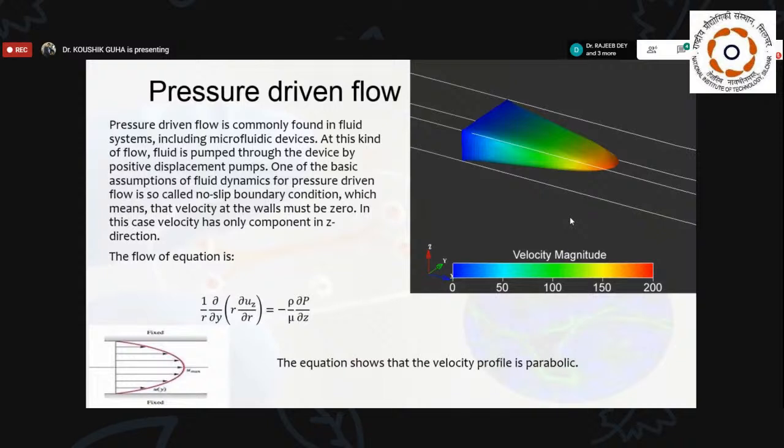In pressure-driven flow, there is another type of flow in microfluidics. Here we can see the profile of the fluid flow particles is parabolic in nature. It is commonly found in fluid systems in microfluidic devices. In this kind of flow, fluid is pumped through the device by some positive displacement. Suppose you have a pump at the inlet and you are pumping some fluid into the microchannel, then you can see this type of velocity profile, the fluid particles will traverse this parabolic shape. So this is called the pressure-driven flow.